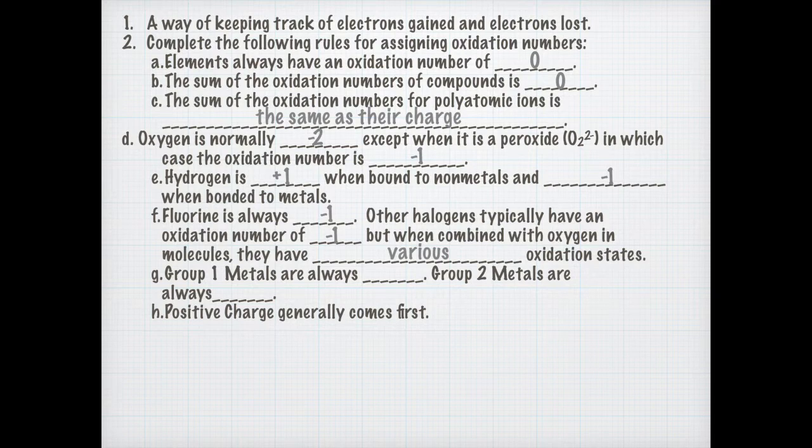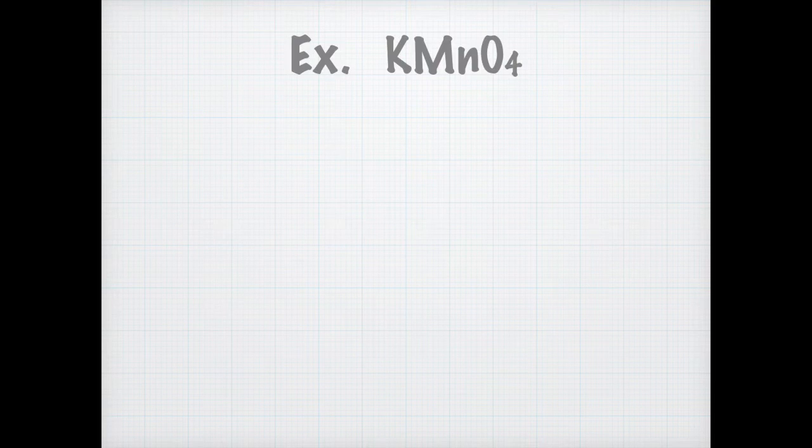The easy stuff, group 1 metals always have a +1 oxidation number, just like charge, and group 2 always have a +2 oxidation number. And the positive charge generally comes first when you're writing a compound. So, with these rules in mind, let's look at a couple of examples. So here's what I always do. I start on the far right, I then go to the far left, and then I deal with the middle.